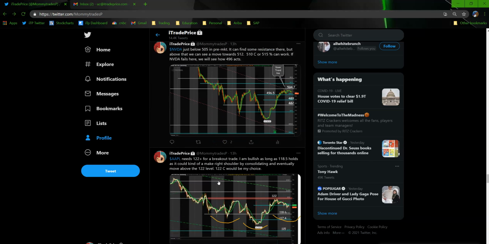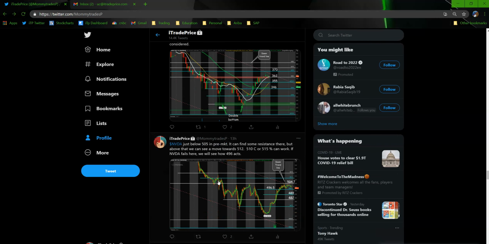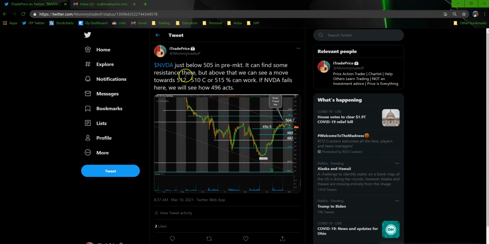Okay, so let's go one by one and see what happened, how you could have played it, and how you can utilize the tweets, the morning notes better. All right, so here's Nvidia. We were saying, because Annie writes a lot of this stuff as well, that Nvidia just below 505 in pre-market can find some resistance there, but above that we can see a move towards 512, and then whichever call option you want to pick.